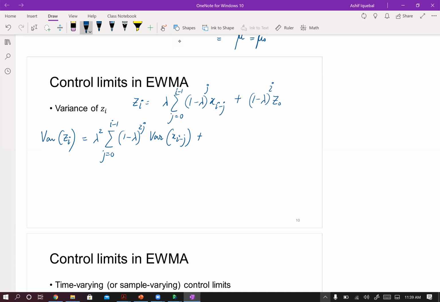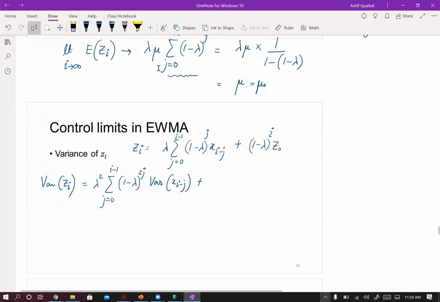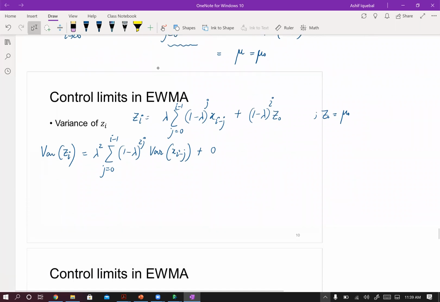And then what will be the variance of the second term? Anyone? Variance of the second term is just 0, right? Because z naught is a constant. Remember, z naught is nothing but mu naught. This is just a constant. And (1 minus lambda) to the power i is also a constant. So the second term is just 0, right? And variance of x i minus j, we can take as sigma square. So this will be equal to lambda square sigma square, sum of j equals 0 to i minus 1, (1 minus lambda) to the power 2j. Any questions on this one?